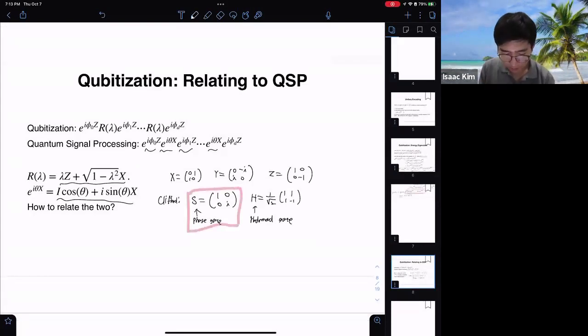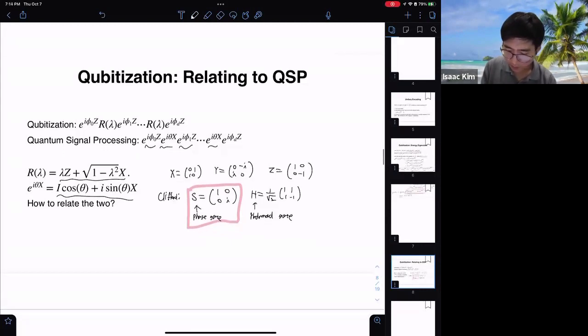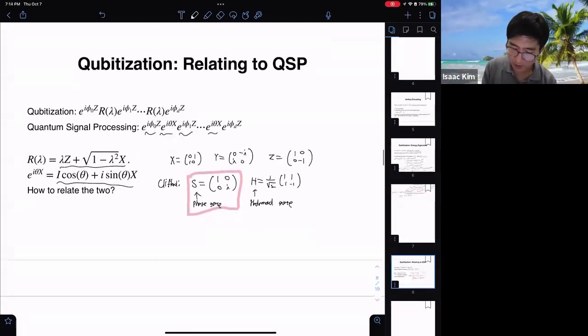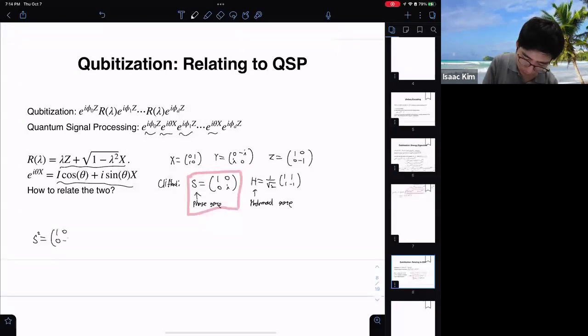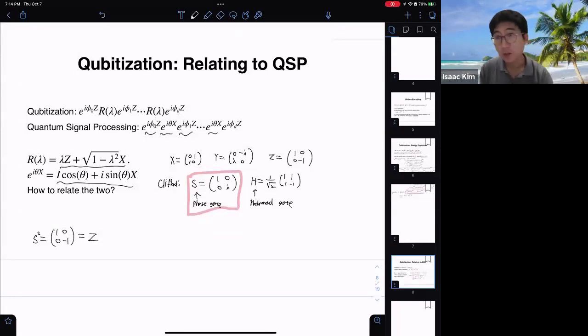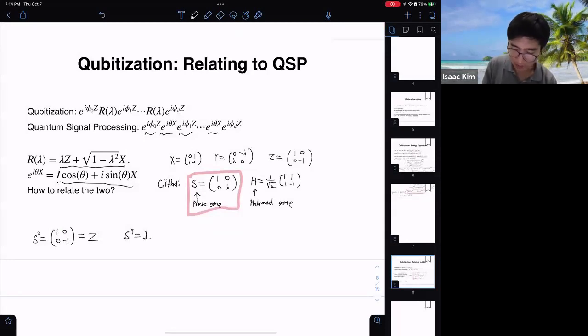And the goal, well, okay, so let's first consider some properties of this phase operator. First things first, if you square it, it's 1, 0, 0, minus 1, and therefore if you square it, it becomes Z. And if you take the fourth power, then it becomes the identity.